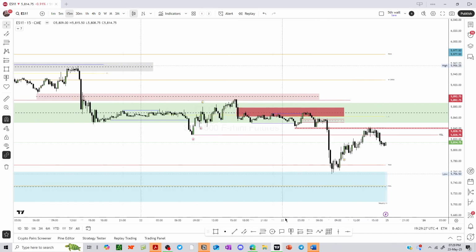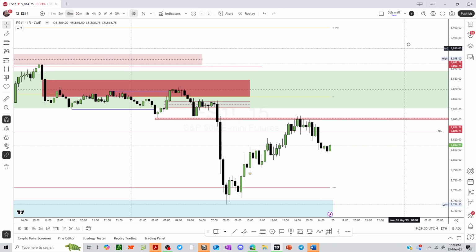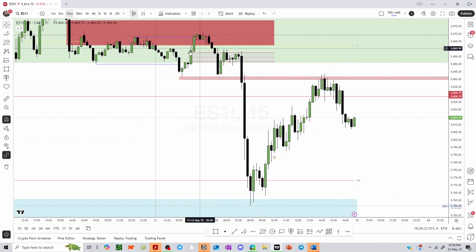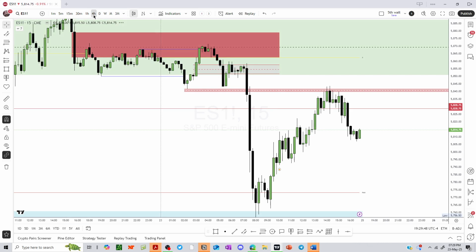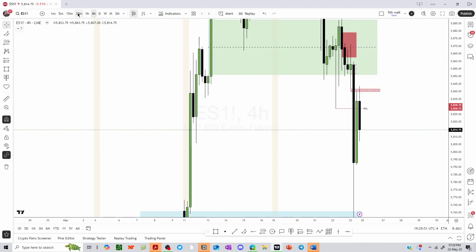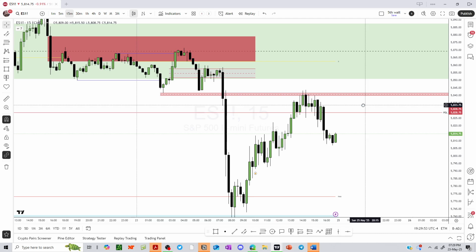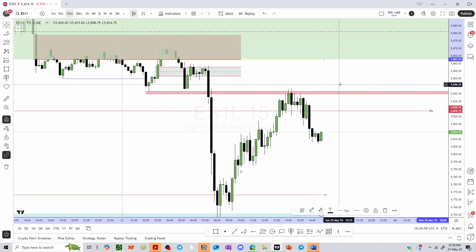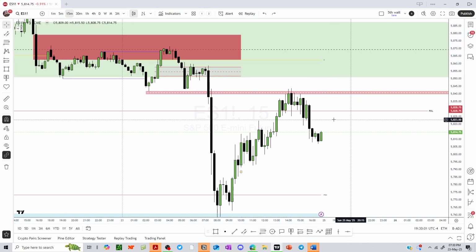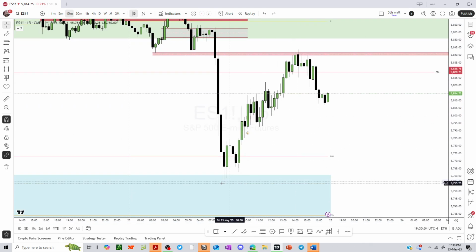Let me zoom in a little. You can see the bodies are respecting this inverted fair value gap. All right, and then boom, a tiny little fair value gap that we highlighted here at the 4-hour level. So the weekly draw was met.